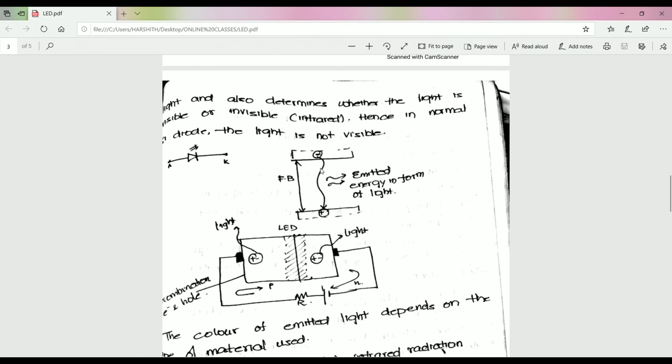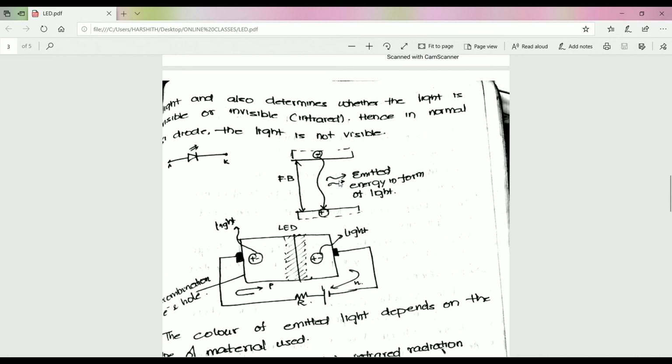This is the valency band and this is the conduction band. The energy released in the form of light depends upon the energy corresponding to the forbidden gap. The valency band and conduction band are separated by the forbidden gap. In this forbidden gap, the energy is released in the form of light. This determines the wavelength of the emitted light.